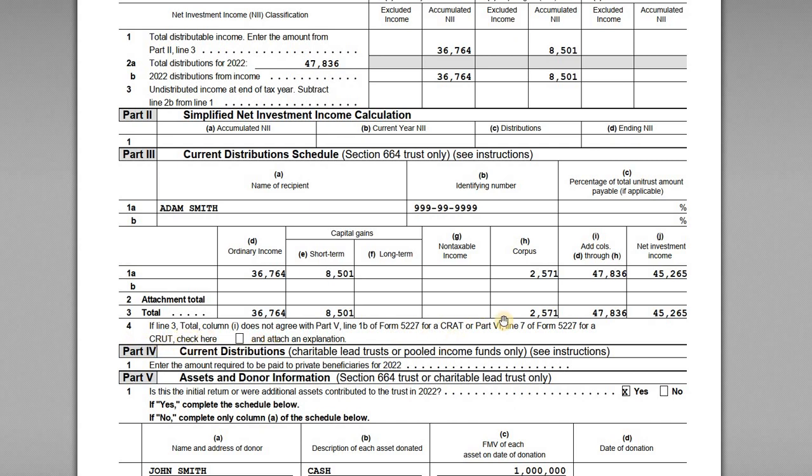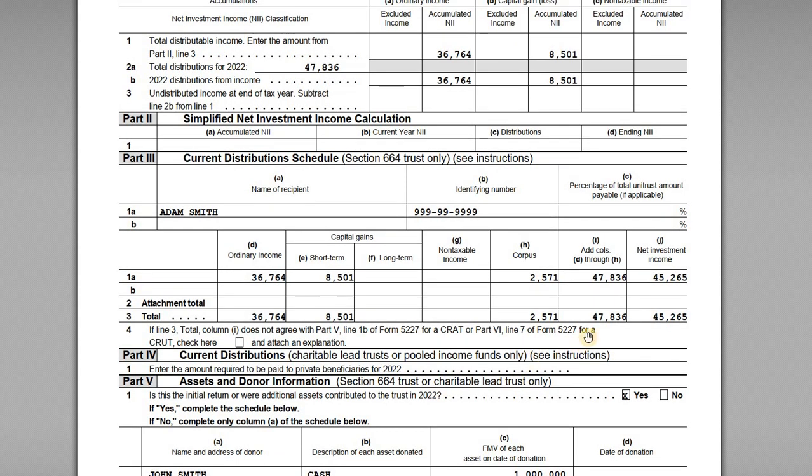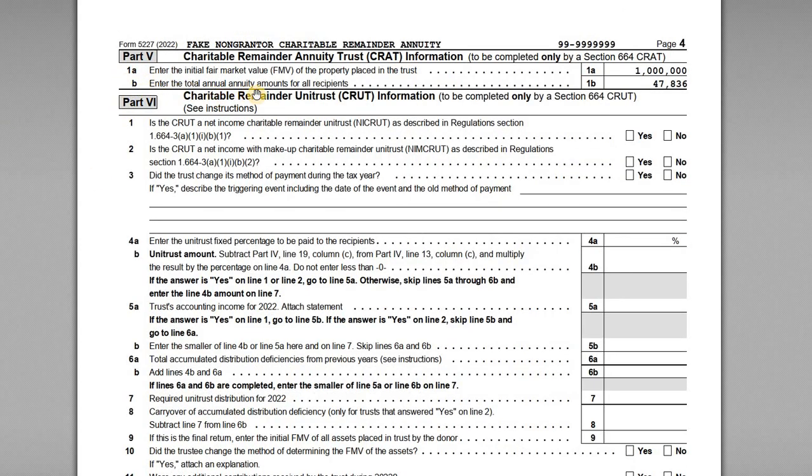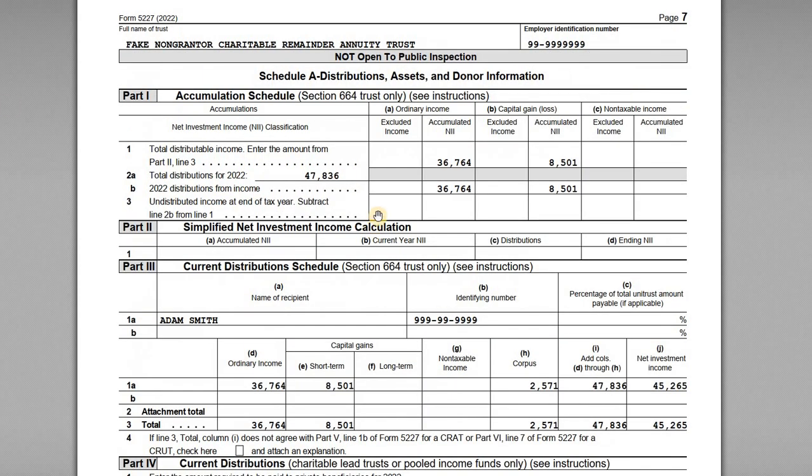If line 3 total in column I does not agree with part 5, line 1B for a CRAT, or part 5, line 7 for a CRUT, you have to check here and attach an explanation of why it doesn't match. In our case, the $47,836 does match part 5, line 1B, which is the total annuity amount for all the recipients.